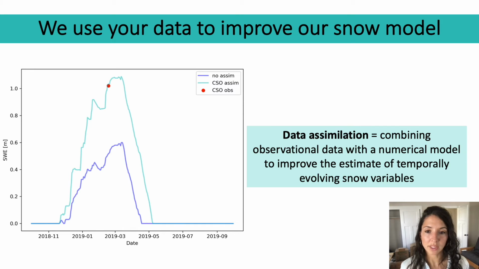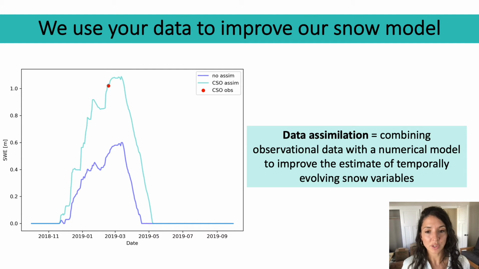While the snow model does a pretty good job of simulating snowpack evolution on its own, we can incorporate on-the-ground snow observations through a data assimilation process. Data assimilation compares modeled snow estimates to observed snow measurements in order to provide a correction factor for the model.